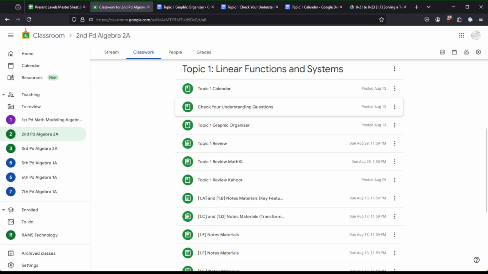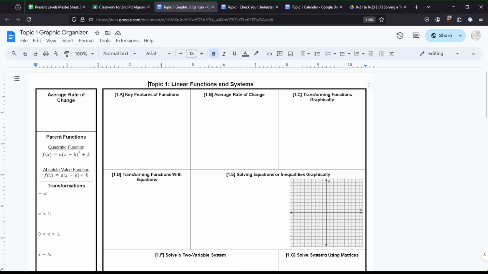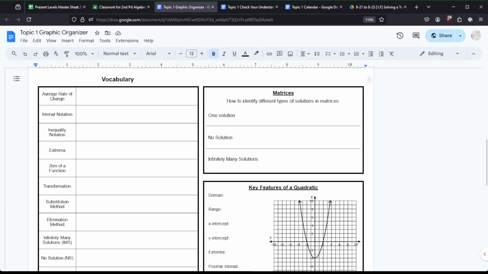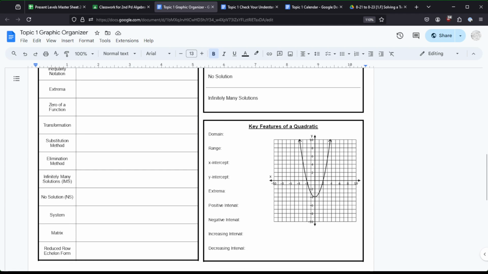All right. Also underneath the calendar, I have this graphic organizer. So at the start of every unit, I give your students this organizer. It has sections for vocabulary. It has some key features. Some of them we do together to fill out.